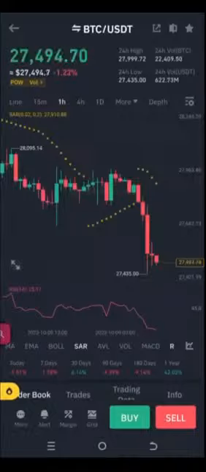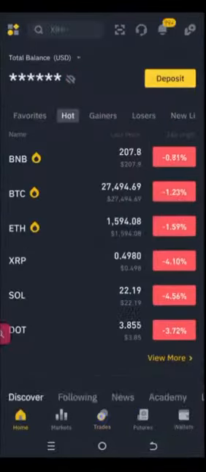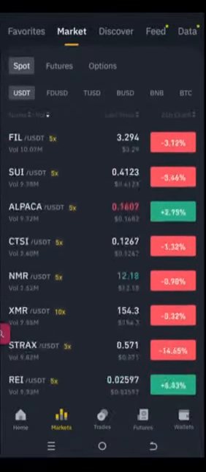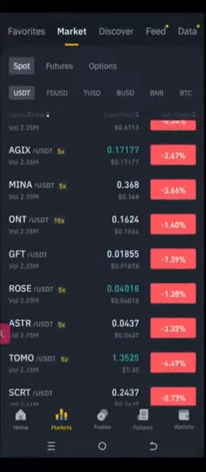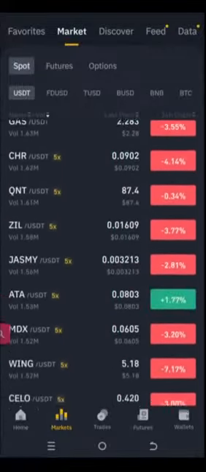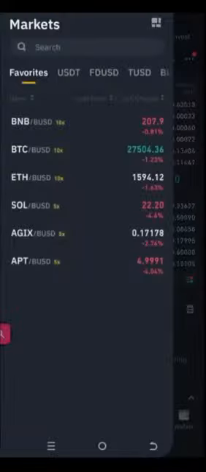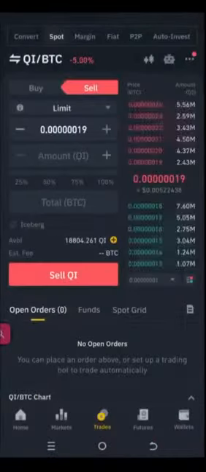If we go to the home page, you'll see that everywhere is red. A lot of coins are currently dumping right now. So the market is red, as you can see. It's almost 90% red. And so in that case, we'll definitely have to set a sell limit normally. We'll set a sell limit, and that's all we're going to do.